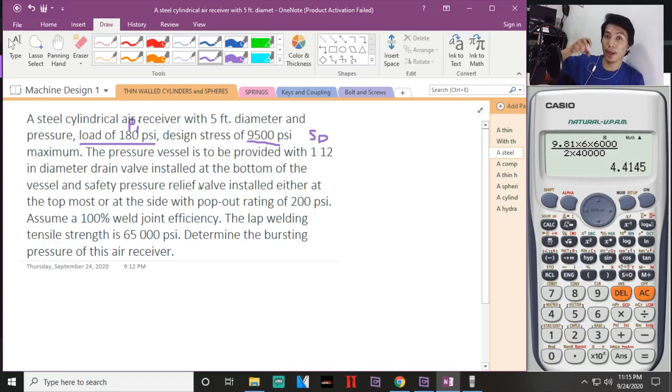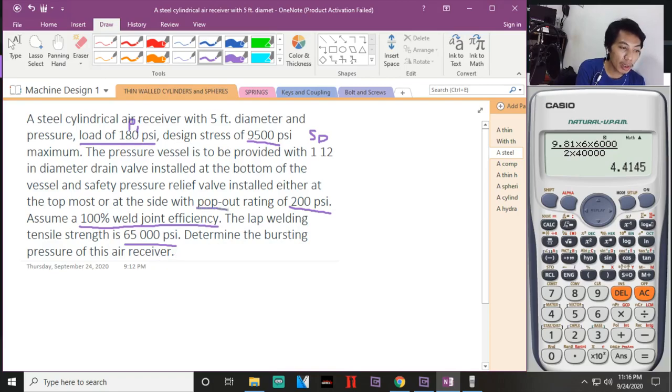O-open yan at a certain pressure, parang thermostat at a certain temperature umo-open siya. Eh ito naman, it is pressure activated. At certain pressures, magbubukas siya in order to regulate the pressure that is carried by your cylinder. In order para hindi sumabog. Okay? Installed either at the top or topmost or the bottommost side with pop-out rating. Ito yung burst pressure, 200 PSI. Assume 100% weld joint efficiency, top welding tensile strength is 6,500 PSI. Ilang pressure binigay sa inyo dyan?